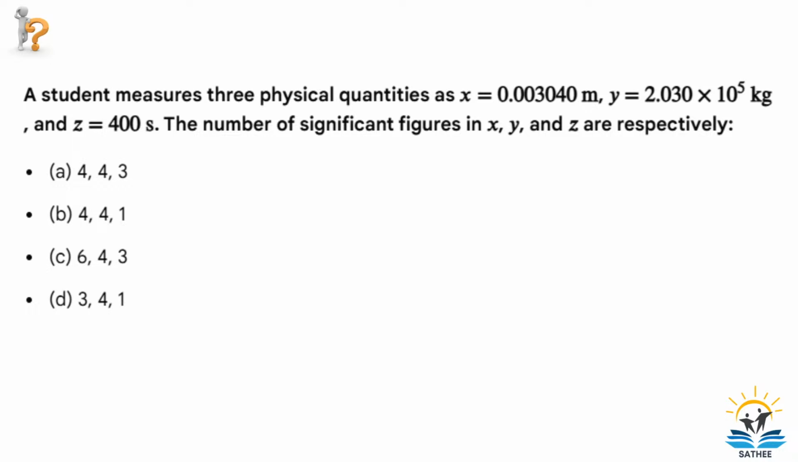A student measures three physical quantities as x equal to 0.003040 meter, y equal to 2.030 into 10 raised to power 5 kg, and z equal to 400 seconds. The number of significant figures in x, y, and z are respectively. How many significant figures?